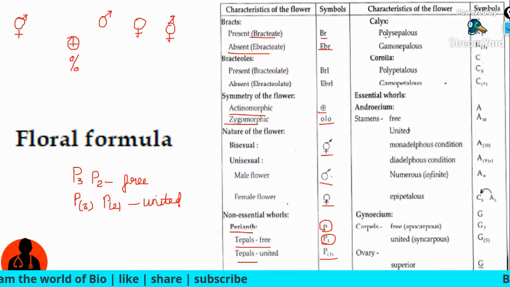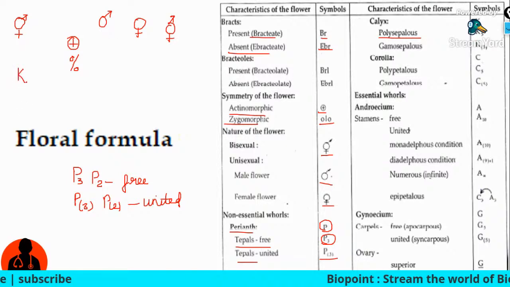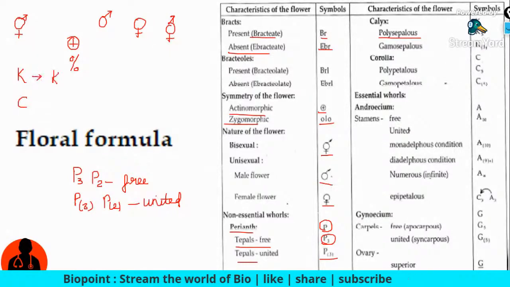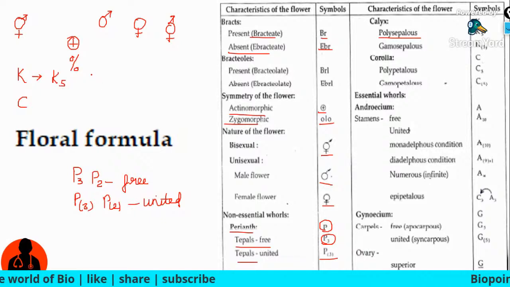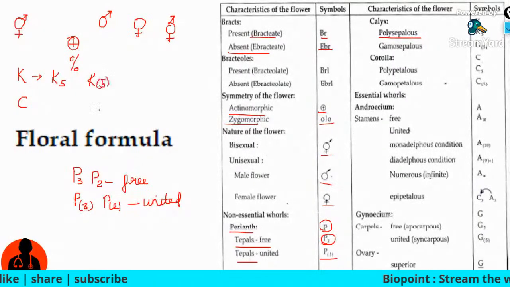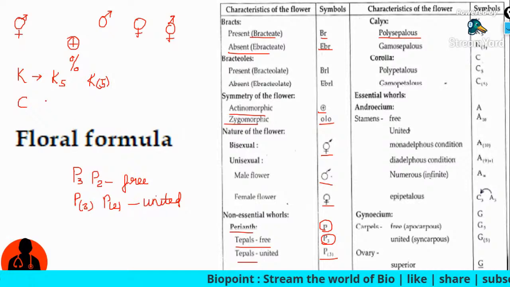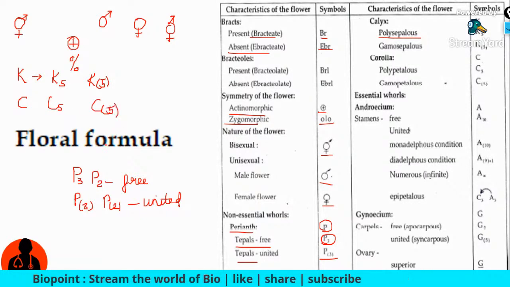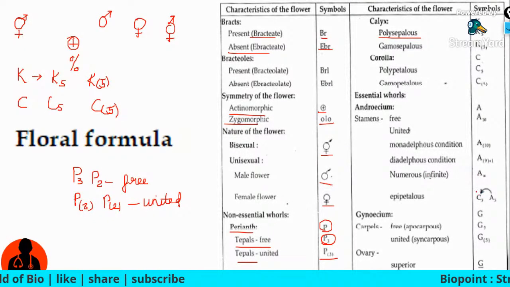Next, polysepalous. So calyx is denoted by the letter K. Corolla is denoted by the letter C. So calyx, if they are free, or polysepalous, you have to write K5 or whatever number. If they are fused, K5 in the bracket. Then polypetalous condition C5, gamopetalous C5 in brackets, like this. Androecium also you can write in a different way, which is there in your NCERT.